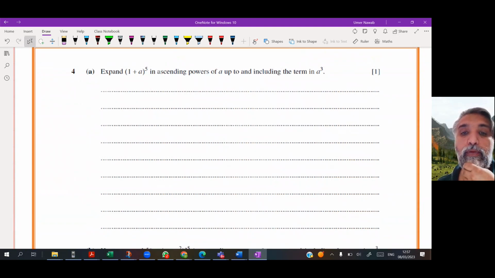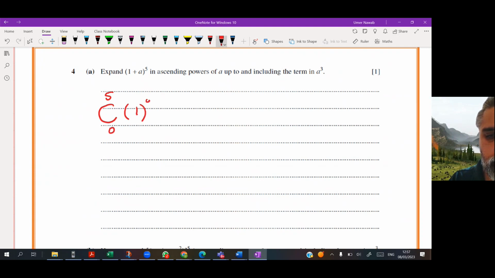Expand 1 plus a whole power 5 in ascending power of a up to and including the term in a power 3. So let's start the expansion. 1, 5C0, 1, starting with the maximum 5 minus 0.